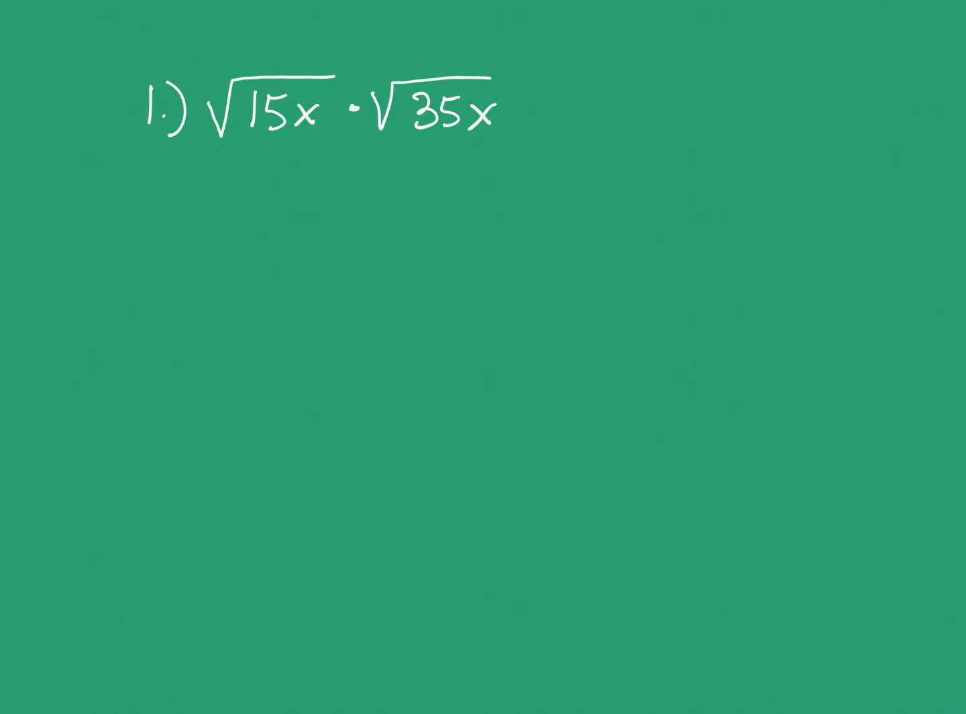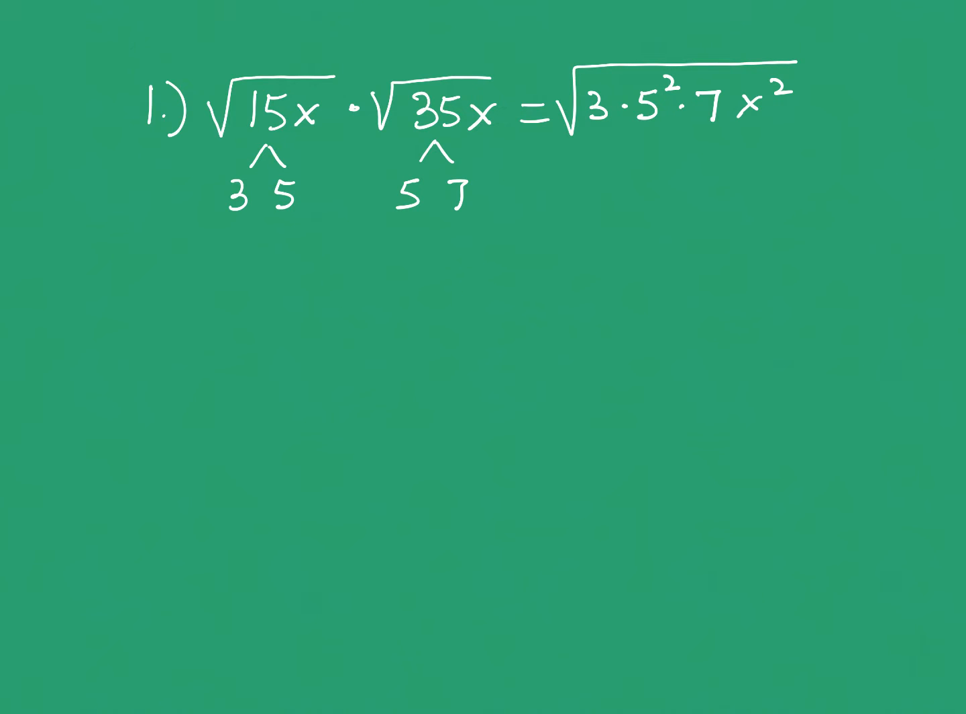So you have the square root of 15x and the square root of 35x. Well, you know that 15 is 3 times 5. You know that 35 is 5 times 7. So you have 3 times 5 squared times 7. And then x times x is x squared.